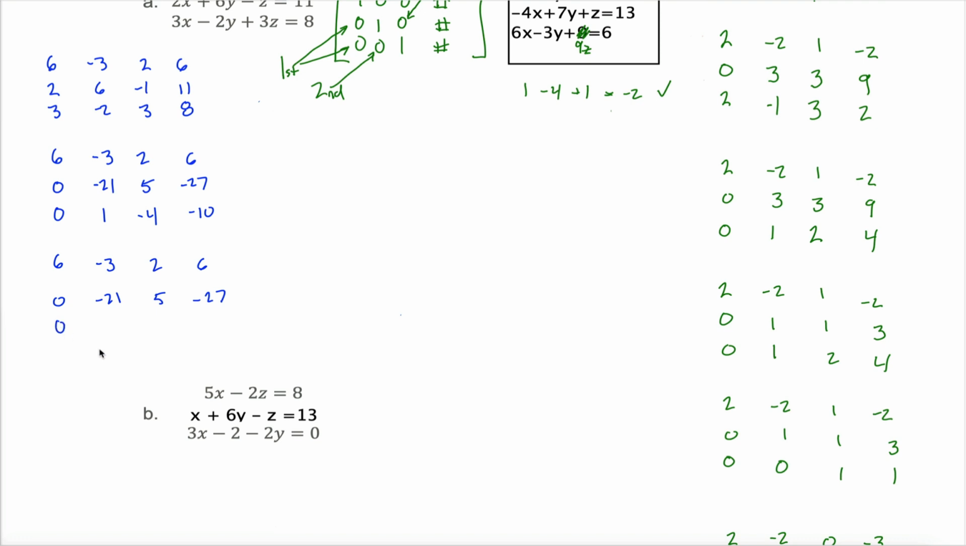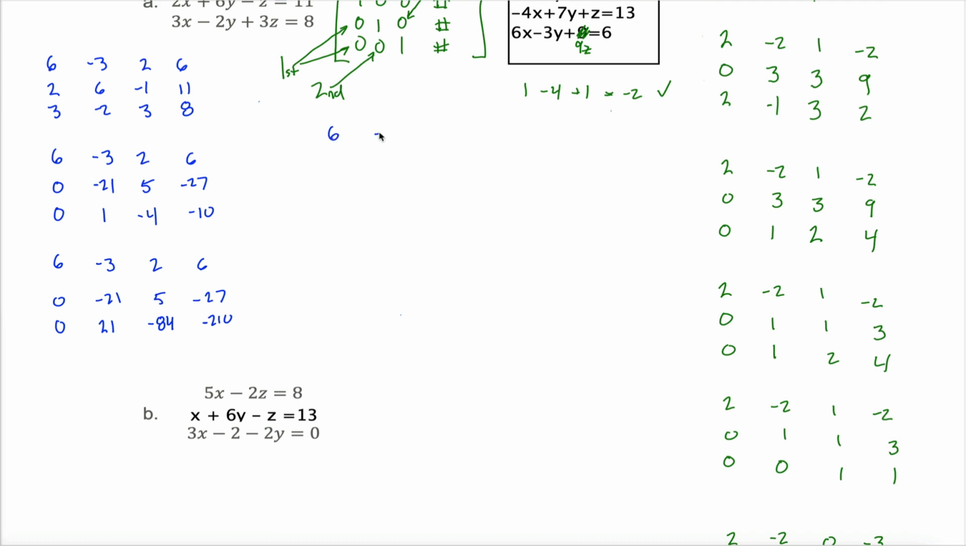So 21 times 0 is 0. 21 times 1 is 21. 21 times negative 4 is negative 84, I guess. And 21 times negative 10 is negative 210. So I got a negative 210 in this spot. The advantage to scaling everything by 21 is now I can replace the third row with the sum of the second and third rows, and I'll get a 0 in this spot.